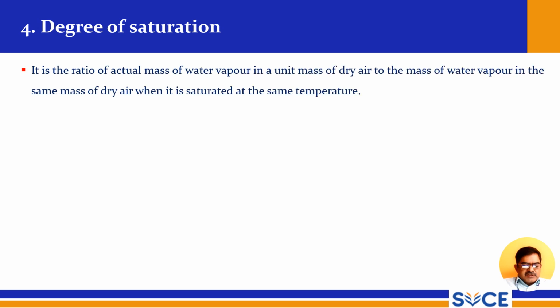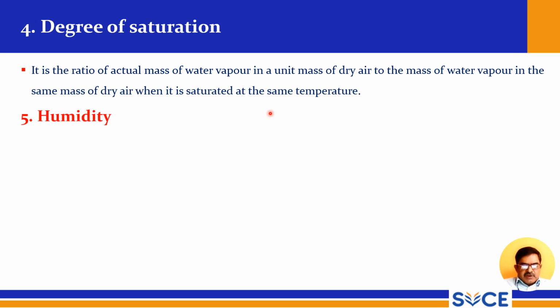So the degree of saturation is the ratio of the actual mass of water vapor in a unit mass of dry air to the mass of water vapor in the same mass of dry air when it is saturated at the same temperature. So here it is the ratio of the actual mass of water vapor in a unit mass of dry air. That is important here. Please underline this: of dry air to the mass of water vapor in the same mass of dry air when it is saturated at the same temperature. So that is the degree of saturation.